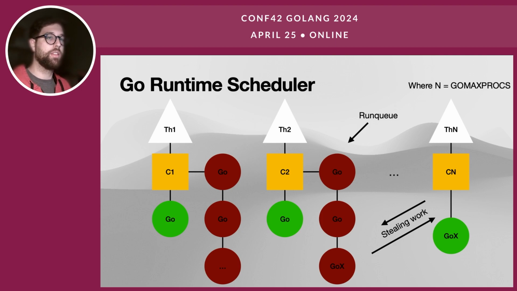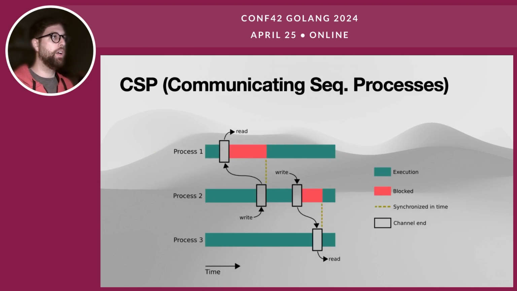And this makes sure that there is always work to do on each of the contexts, which in turn makes sure that all the threads are working at their maximum capacity. So taking advantage of this runtime scheduler, Go was built upon a CSP model. CSP stands for Communicating Sequential Processes, where basically we have Go routines, and these Go routines can communicate with each other via a channel that can be buffered or unbuffered.